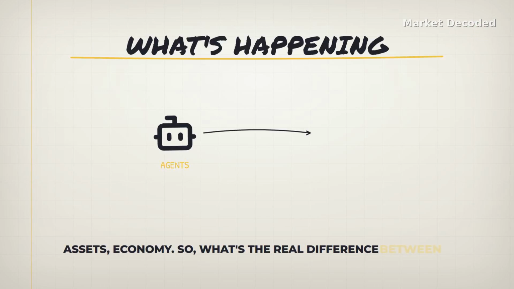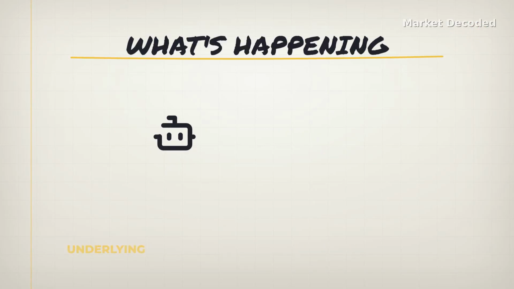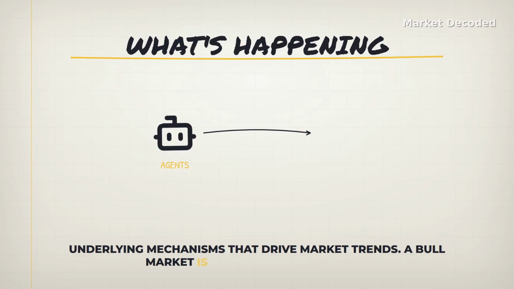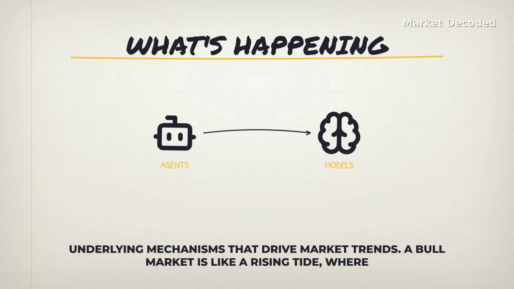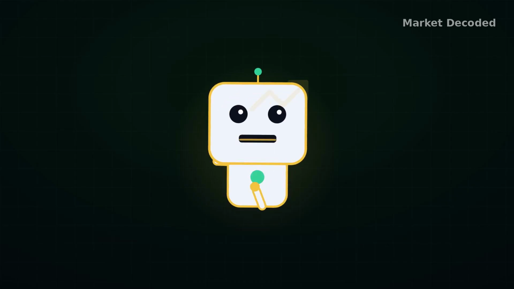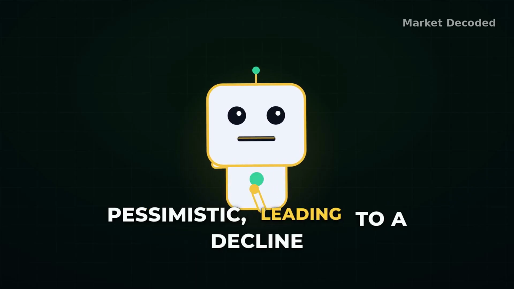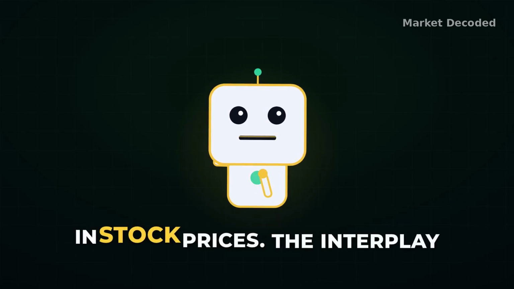So, what's the real difference between a bull and a bear market, and why does it matter? In essence, it all comes down to understanding the underlying mechanisms that drive market trends. A bull market is like a rising tide, where investor confidence and demand for stocks are high, causing prices to rise. On the other hand, a bear market is like a receding tide, where investor sentiment turns pessimistic, leading to a decline in stock prices.